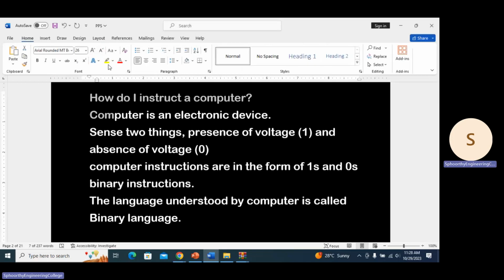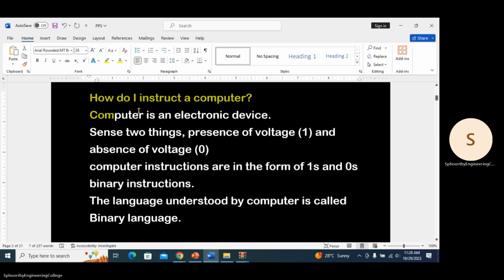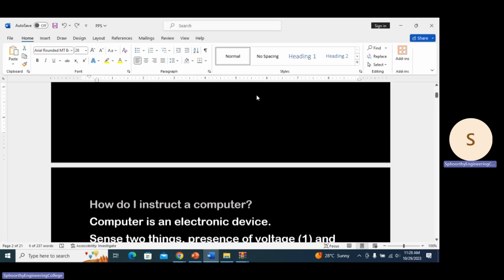So I want to use computer. That is the point, right? Since computers are very, very fast and accurate than us, we want to use computers. That's great. That's okay. Now the point is, how do I use? How do I instruct a computer? That was the question, right? We were discussing the same thing.